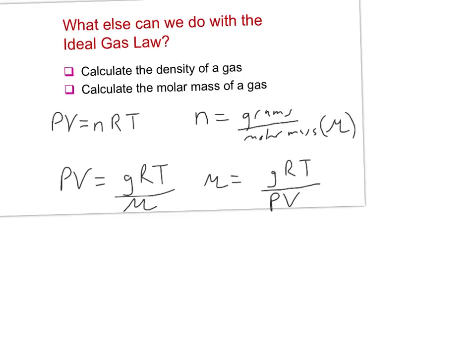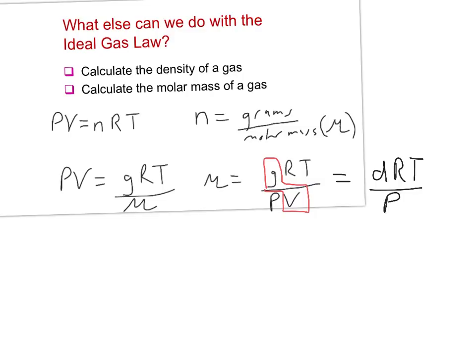But recall, g over V, mass over volume, is equal to density. Mass over volume is density. So grams per liter. So this is the same as dRT over P. So the molar mass of an ideal gas is equal to the density times the ideal gas constant times the temperature in Kelvin divided by the pressure in atmospheres. And that's how you can calculate the molar mass of a gas.